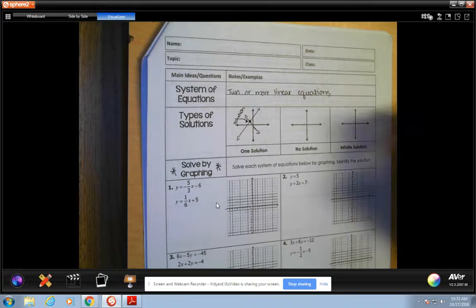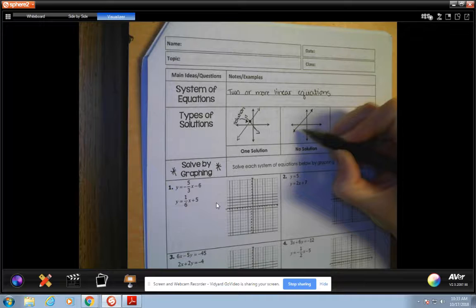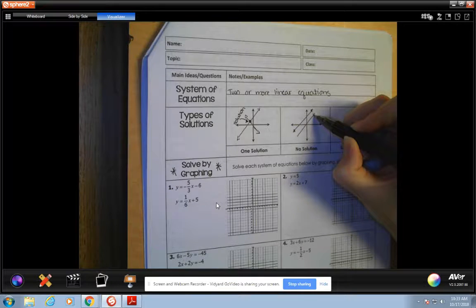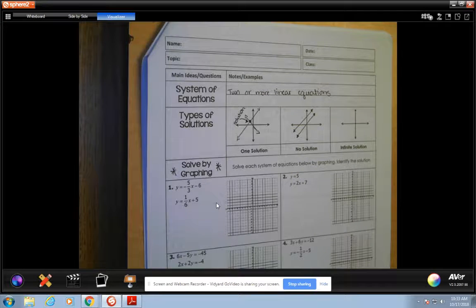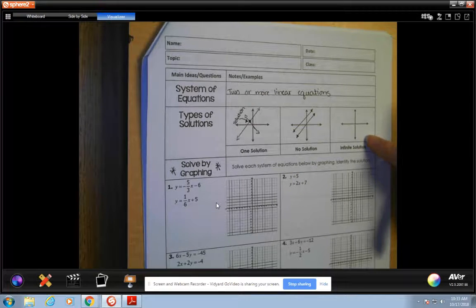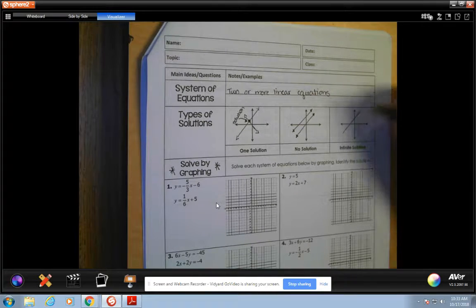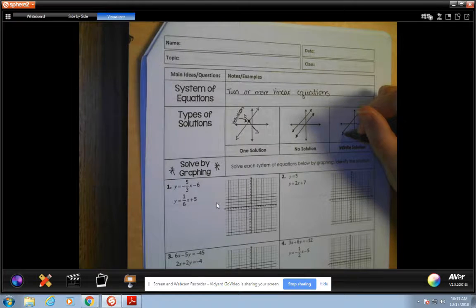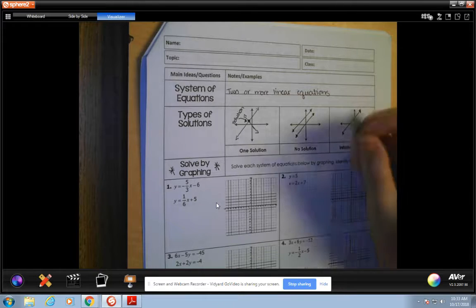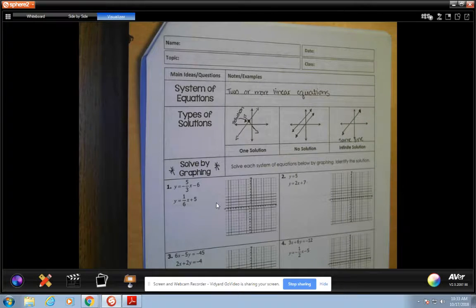All right, no solution: these are lines that never touch. If lines never touch, we call those parallel lines. Anytime lines are parallel, or they have the same slope, they're never going to cross, and those are no solutions. And then we also have this weird answer of infinite solutions, where you have 2 equations, and when you solve for y, or get them in the correct form, they actually end up being the same line. So anytime 2 lines end up being the same line, you get infinite solutions.